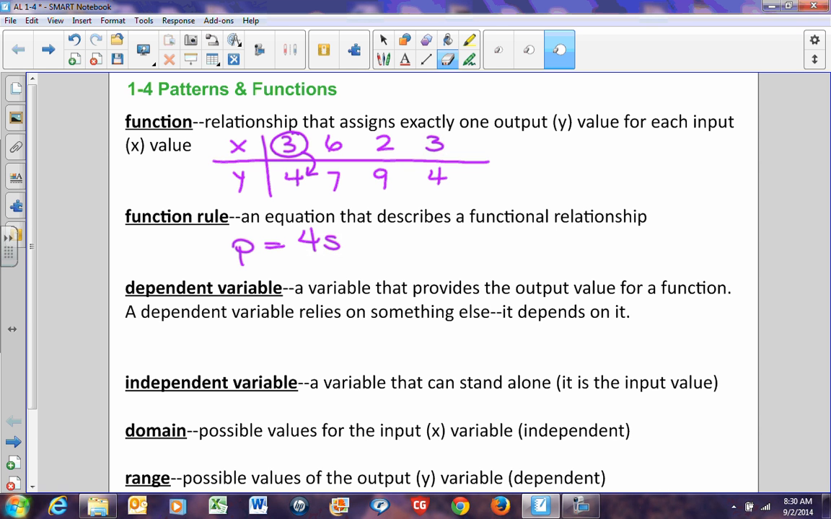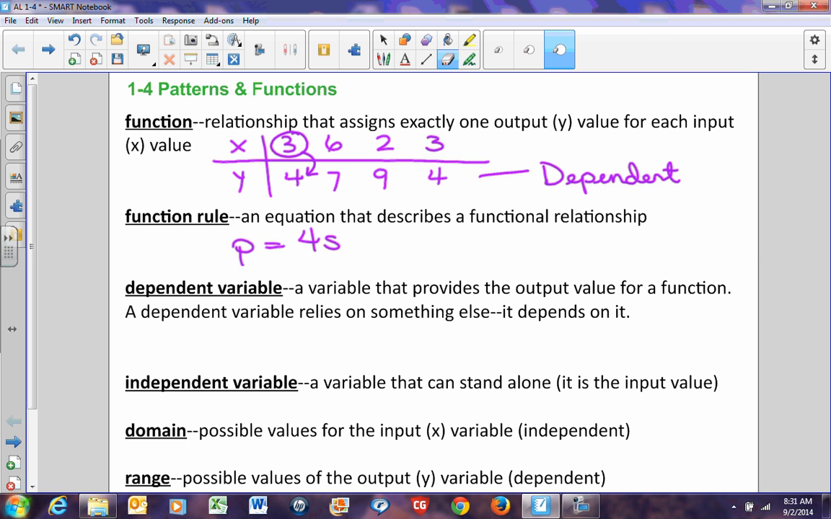A dependent variable is a variable that provides the output variable value for the function. A dependent variable relies on something else. It depends on it. Children are considered to be dependents because they are dependent on their parents for food, for shelter, for transportation, basic living arrangements. Therefore, they are considered to be dependents. A dependent variable means that it relies on something else. In my x and y table above, all my y values up here are dependent. They all depend on whatever my x value is.